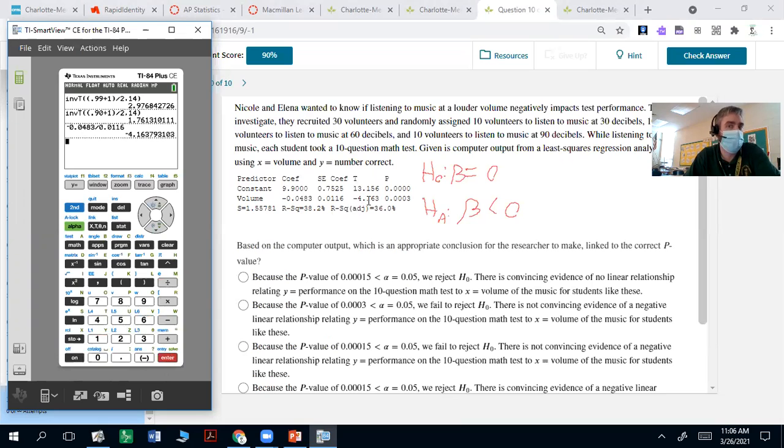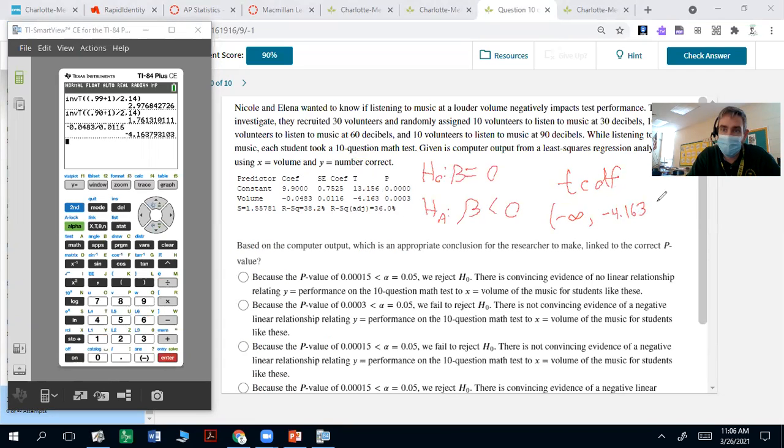That's your t, that's negative 4.163. Now, where does the p-value come from? Notice it's 0.0003. That's going to be tcdf. We're not running a test in your calculator here, you're just going to do tcdf. And what it's going to look like is your lower, since it's going less than 0, is going to be negative infinity. Your upper will be the negative 4.163.